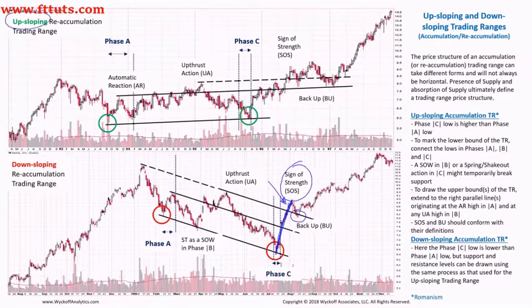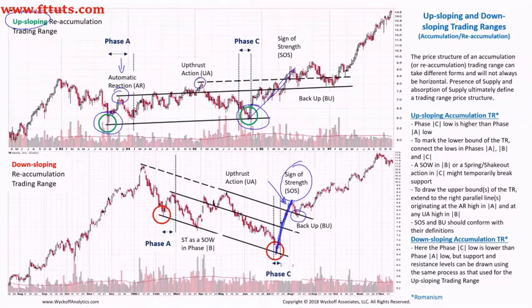The same in the upsloping structure. We would take the low in phase A, connect it either to the low in phase B or phase C, in this case, phase C, and then use the parallel lines that we could project from the automatic reaction and the upthrust action.